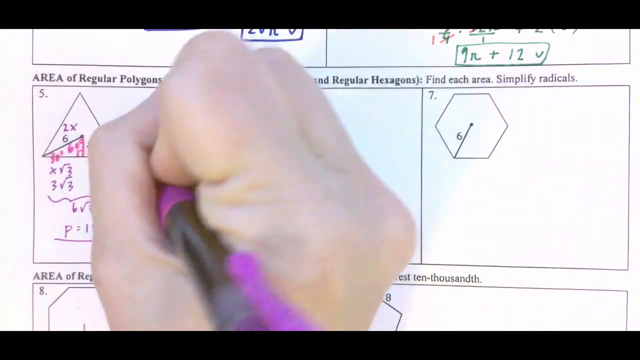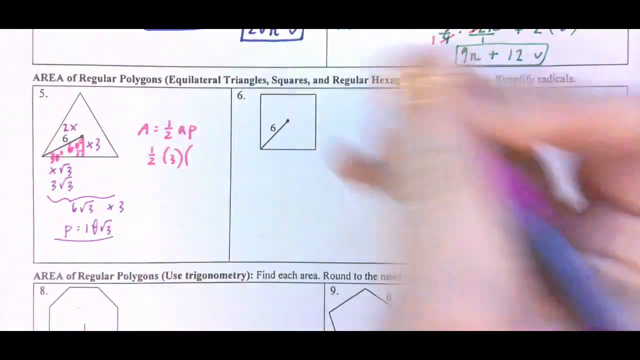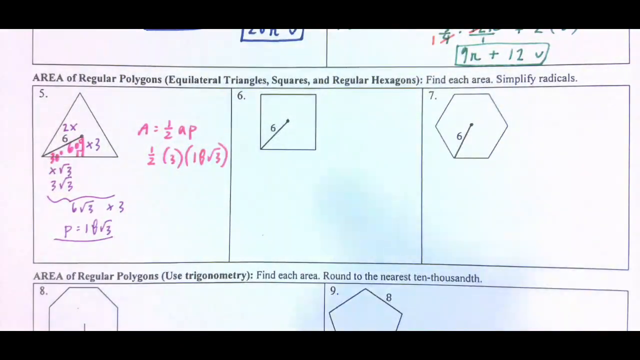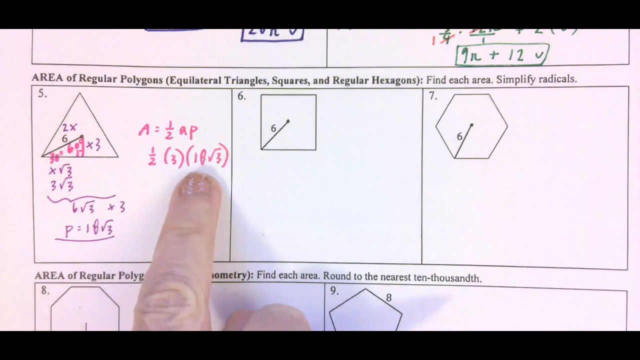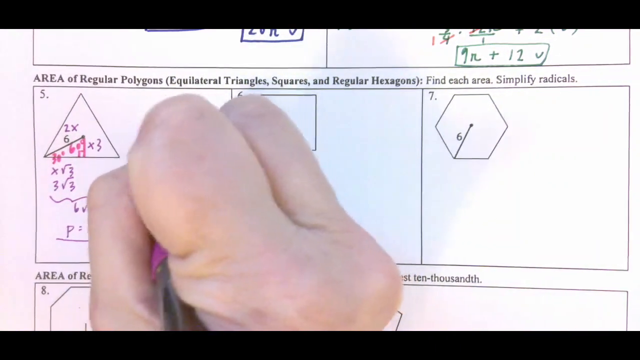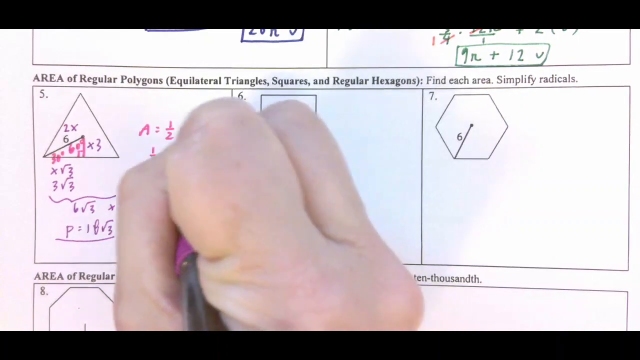So plug these values in. We're going to take 1/2 of 3, that's the apothem, times 18√3. Now as I multiply, I'm going to take half of the even number. So half of 18 is 9. 9 times 3, and we're at 27. And then root 3 units squared.